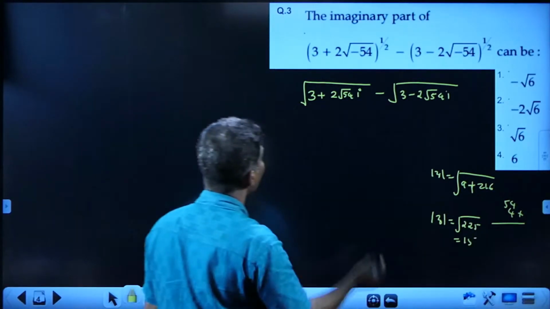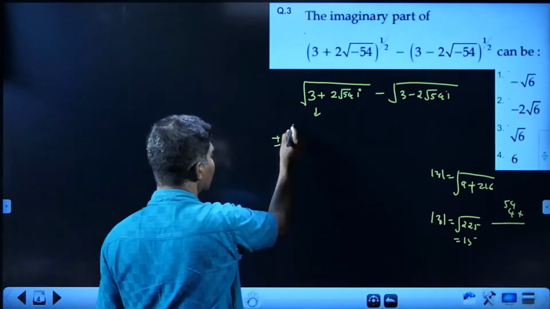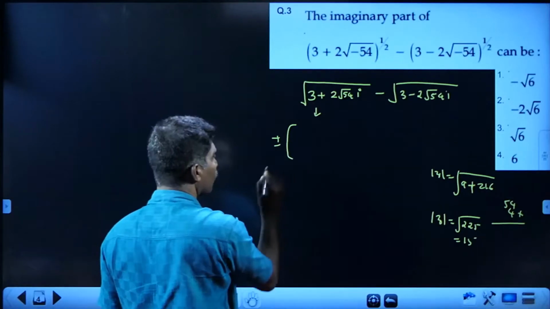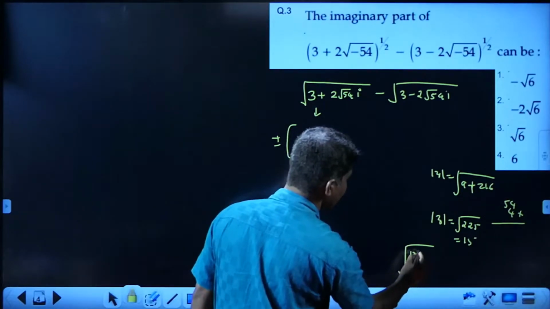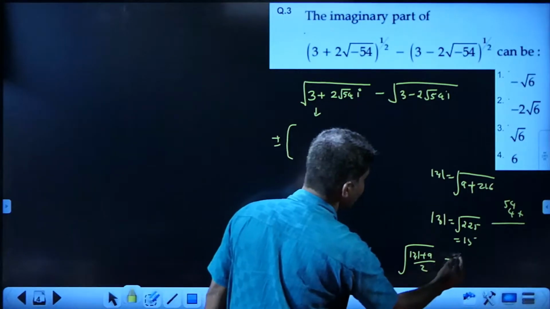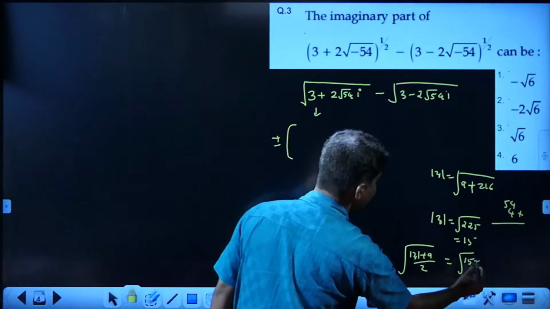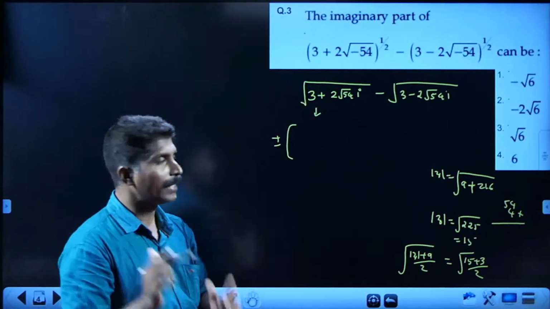Okay. Now its value, what is its value? Its value is plus or minus, you will write it as root of mod z plus a divided by 2, that is equal to mod z is 15 plus a 3 divided by 2. 18 by 2 is 9, its root is 3 only.